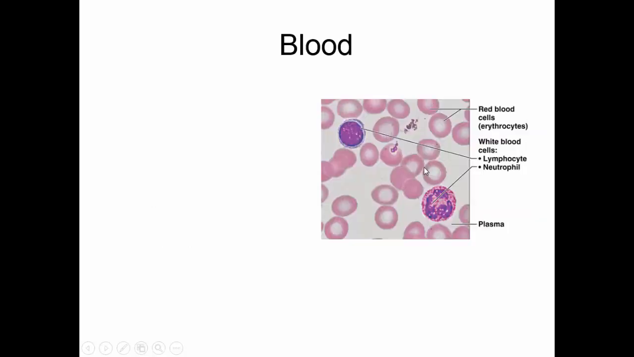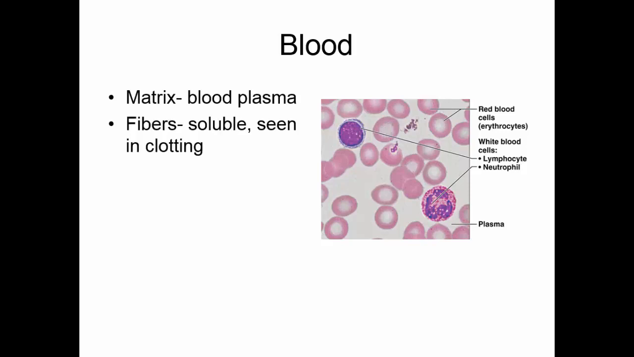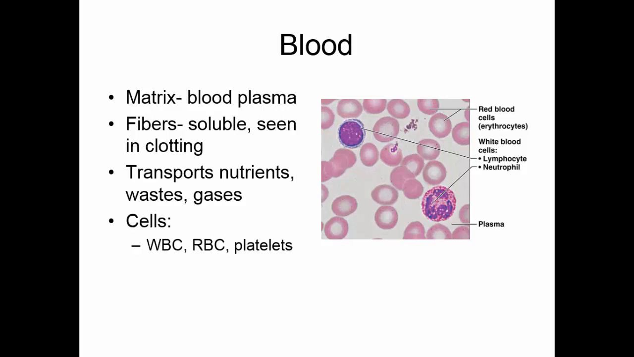And finally, our last connective tissue is blood. Now the matrix here is blood plasma. The fibers are soluble most of the time. They only become insoluble when the blood needs to clot or solidify. Blood is involved in transporting nutrients, wastes, and gases around the body. The cells are the white blood cells. Here's a lymphocyte and an eosinophil. The red blood cells and the platelets. The platelets are involved in clotting.